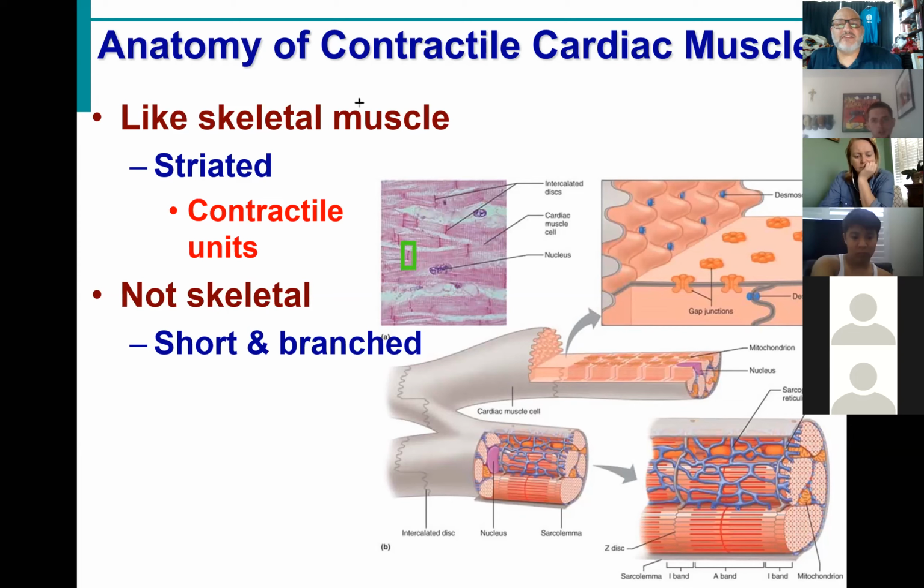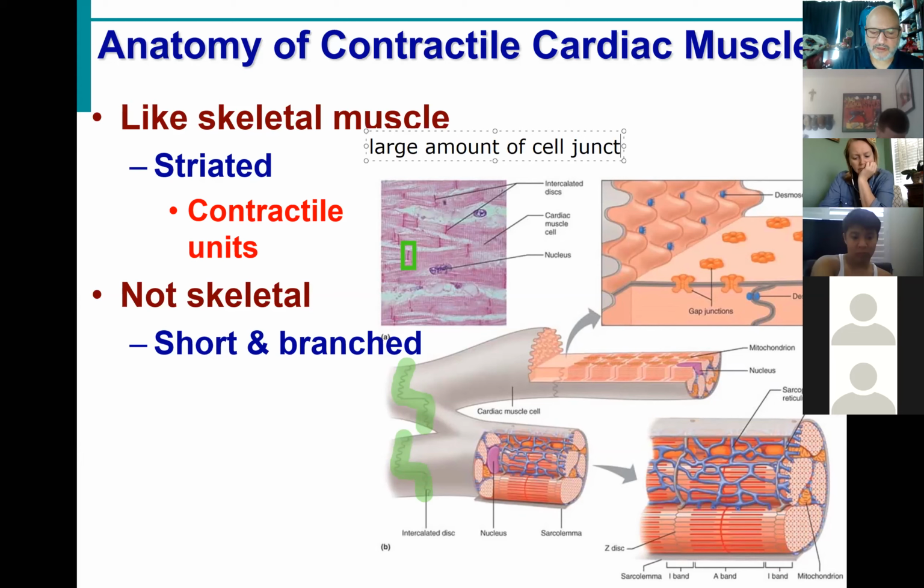Anybody remember what that thing is called? Intercalated discs. Excellent. It's the intercalated disc. That intercalated disc is what strongly holds those branching cells together. And here we see that nicely on the illustration. As we talked about in 430, or you can cheat and look at the pretty picture from the textbook here, there are a large number of cell junctions in our intercalated discs. Primarily, what two types? Gap junctions and desmosomes.